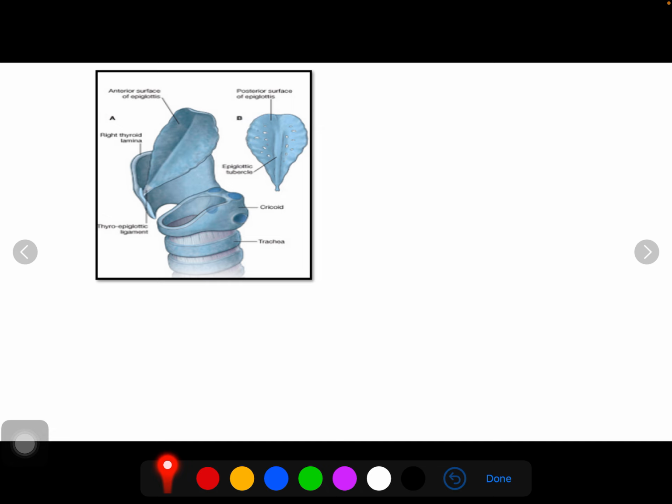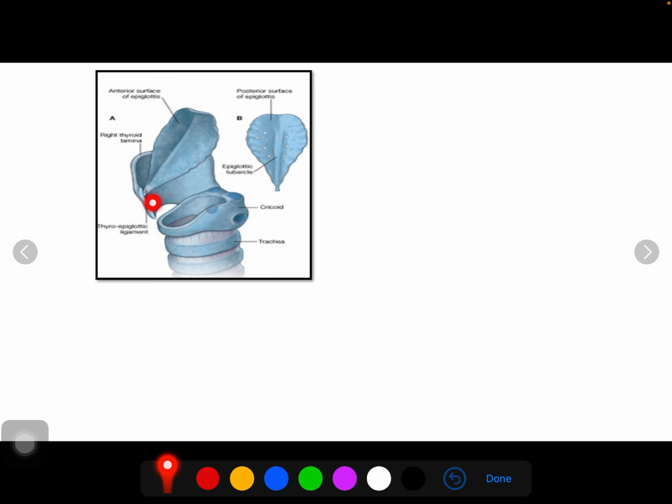Then it has superior and inferior surfaces, that is anterior and posterior surfaces. The free upper margin and the aryepiglottic fold bound the laryngeal inlet. Its lower end is attached to the inner surface of the thyroid angle by the thyroepiglottic ligament.